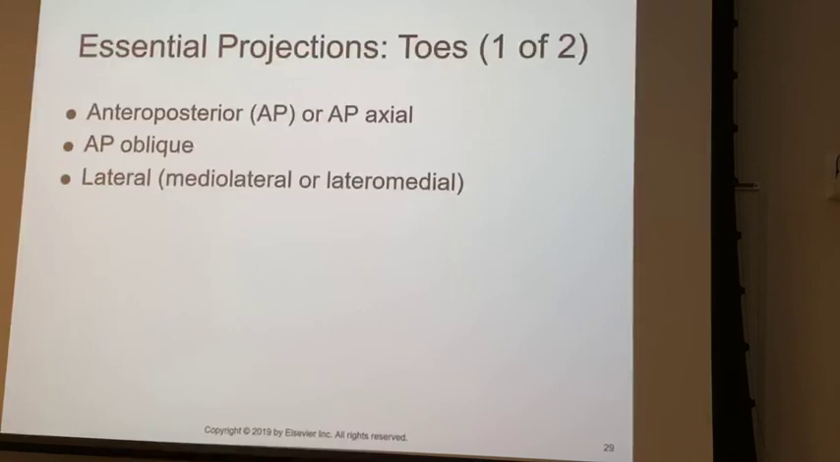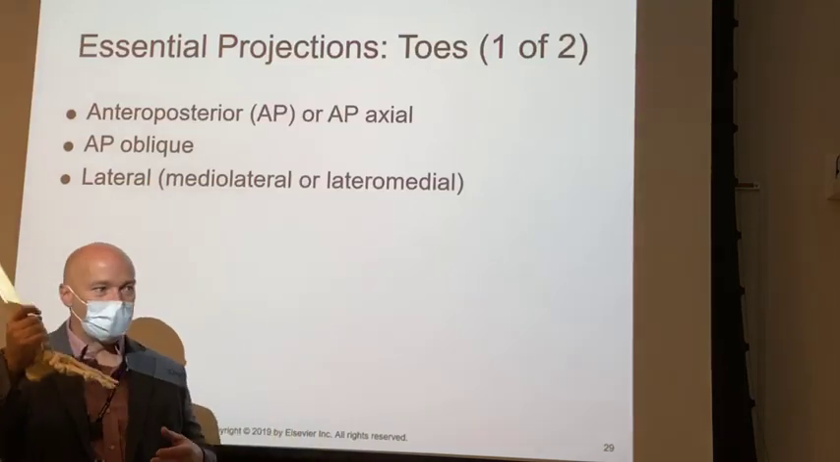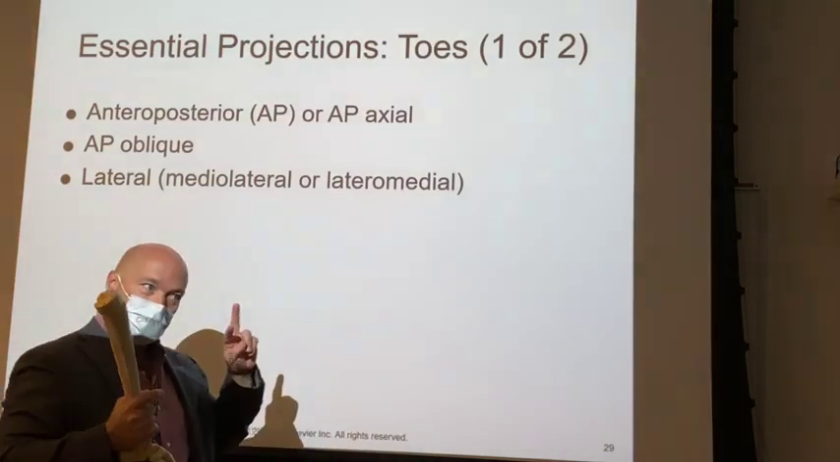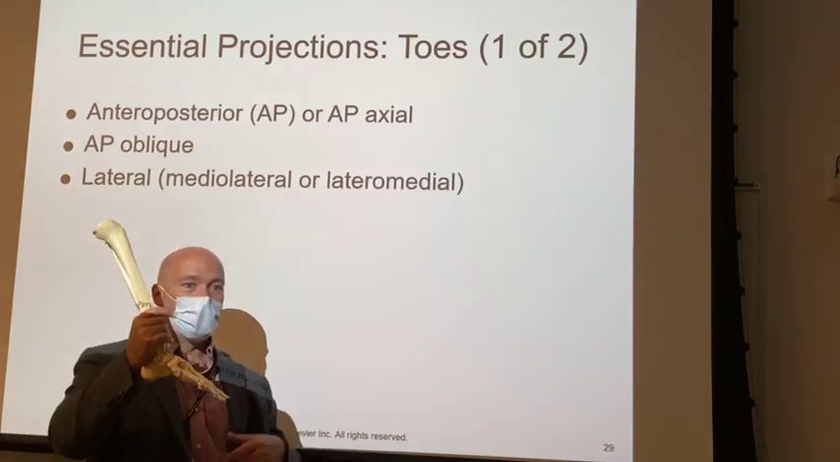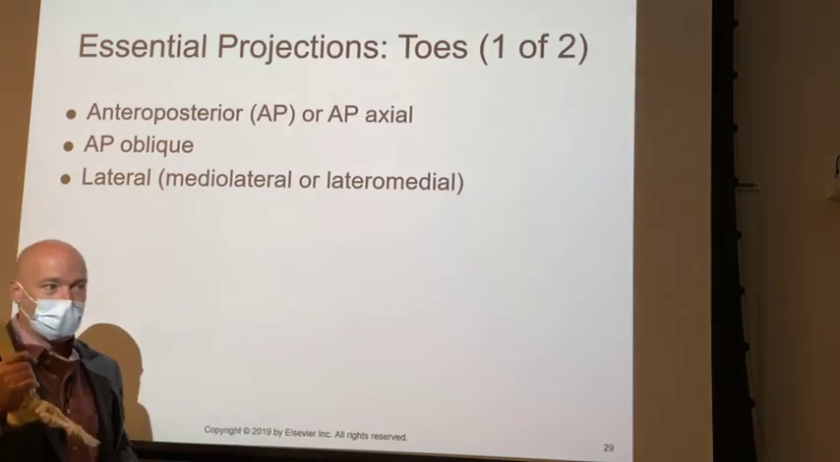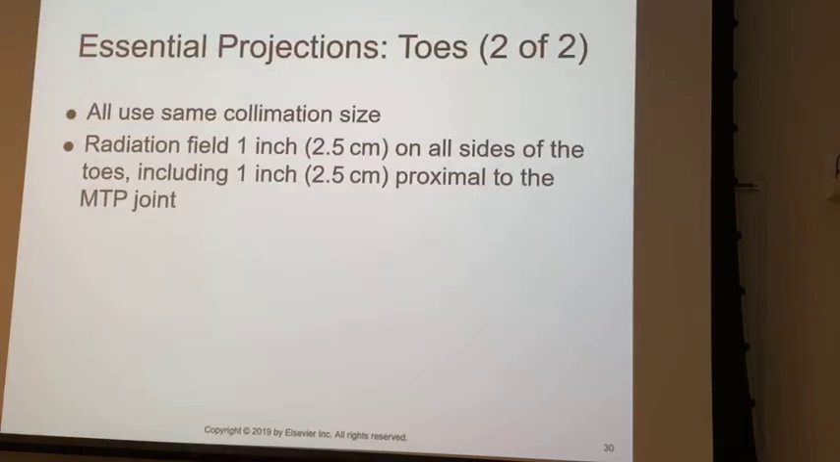Your projections are going to be AP. Remember, AP on the foot is going to be dorsoplantar. The dorsal portion of the foot is the top of the foot. The bottom of the foot is the plantar surface. So you've got 2 different terminologies for projection here. One is AP, anterior to posterior, and dorsoplantar means the same thing. Okay, so we're going to do AP, dorsoplantar, AP oblique, dorsoplantar oblique, and lateral. And lateral is going to be dependent on where the most likely pain is, medial side or lateral side.